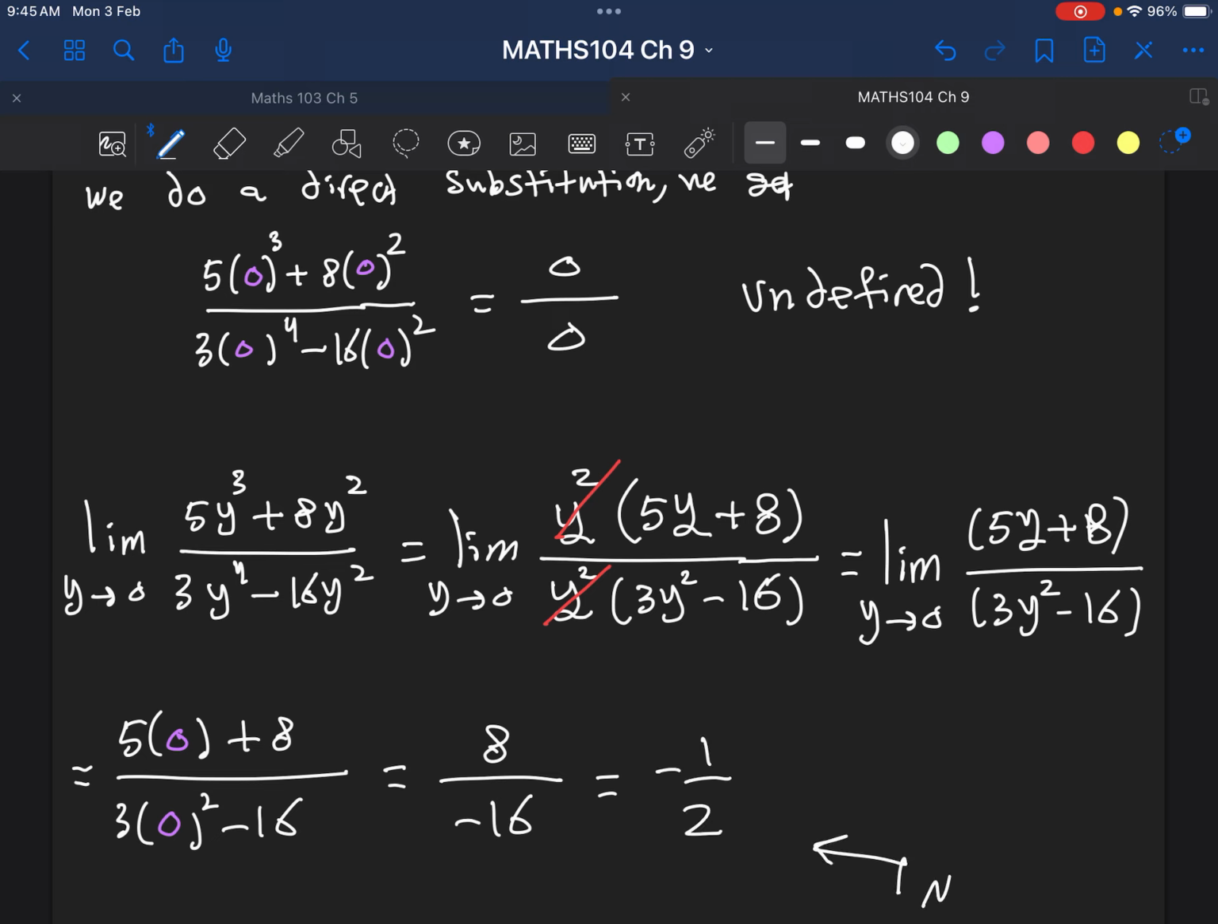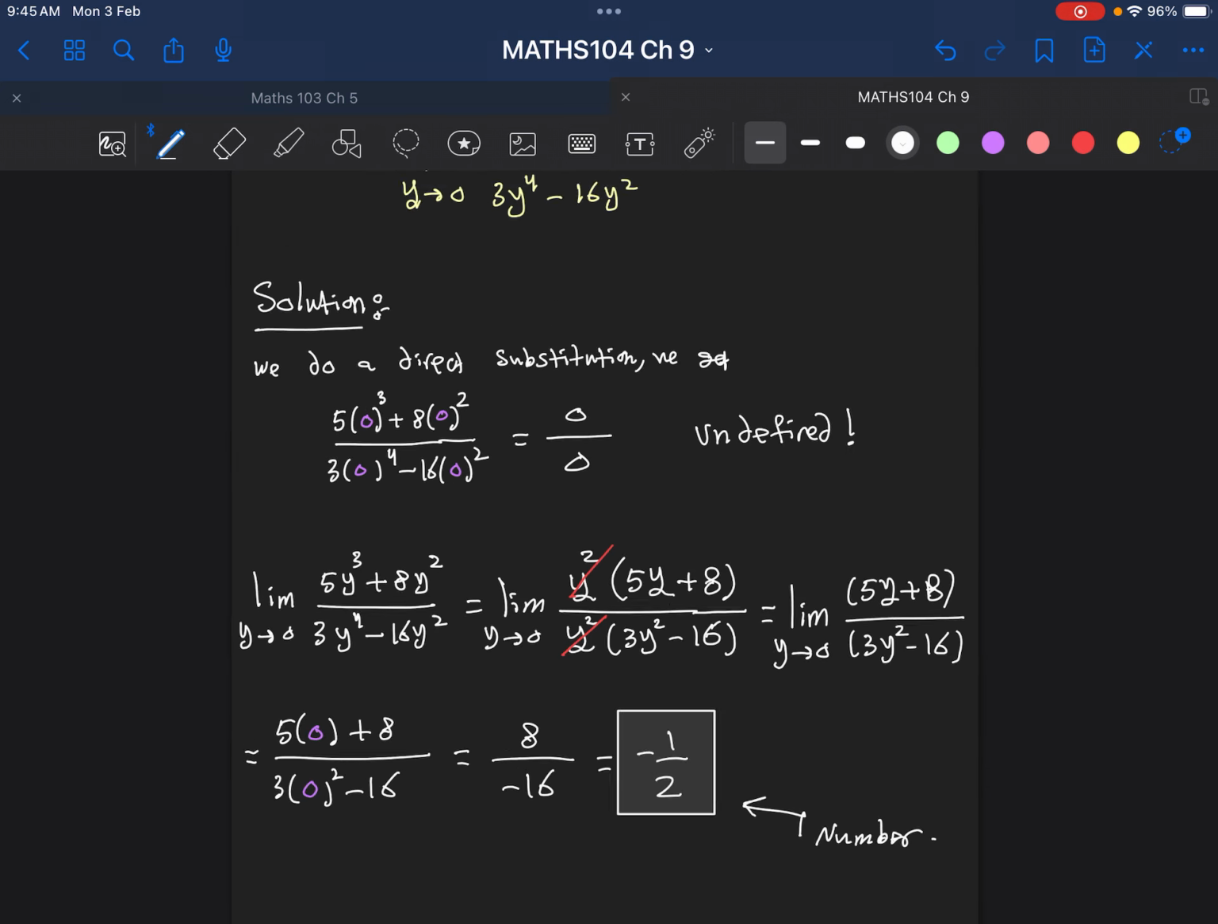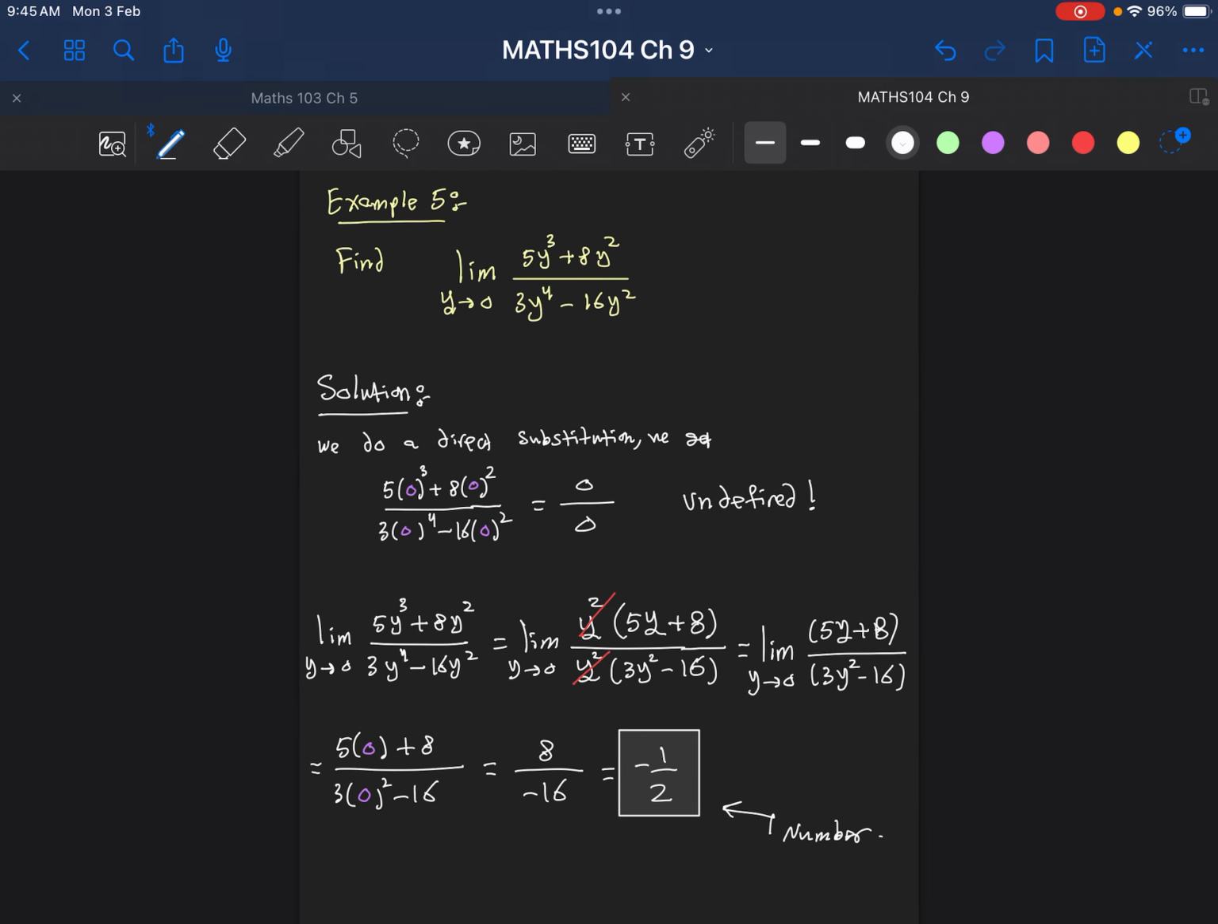Again, this is a number, so we are happy. We stop. And the limit is negative 1 over 2. And that's the answer for this question. So the idea in this question is only to take the common factor. We see that we have y squared, y squared. If we take them as common factor, they get cancelled. And remember, there must be cancellation. In order to solve those questions, there must be some cancellation that will happen.